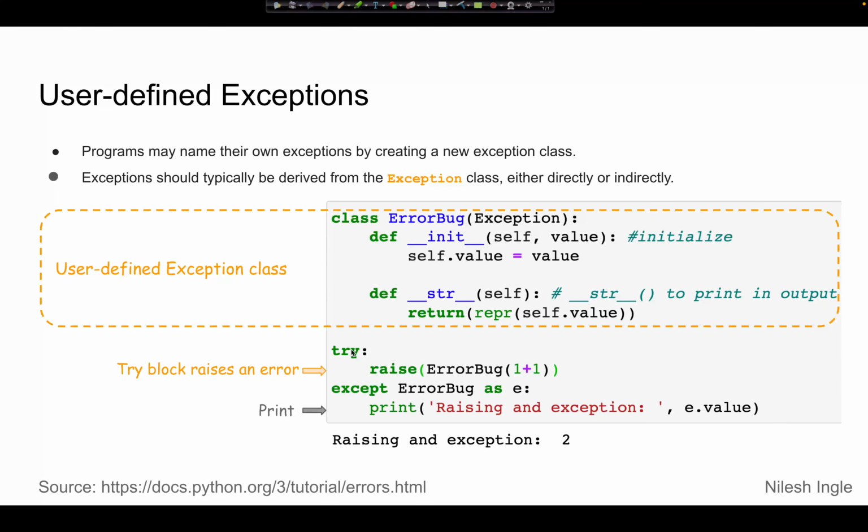Now, if we again have a try except block such as this one, we raise this error, which is the error bug, and the value is 1 plus 1. So once we raise that error, the control will go to the except, and in except this does match the name that is specified here. And so in the output, then what we'll have is the value that will be printed for this particular error, which is 1 plus 1, that is 2. So here we have raising an exception and the value that's generated, which is the value of 2.